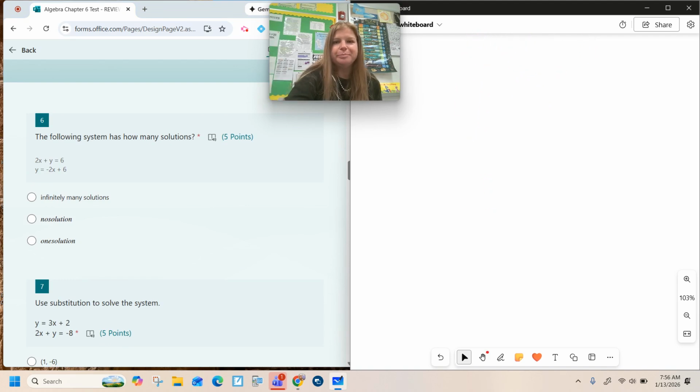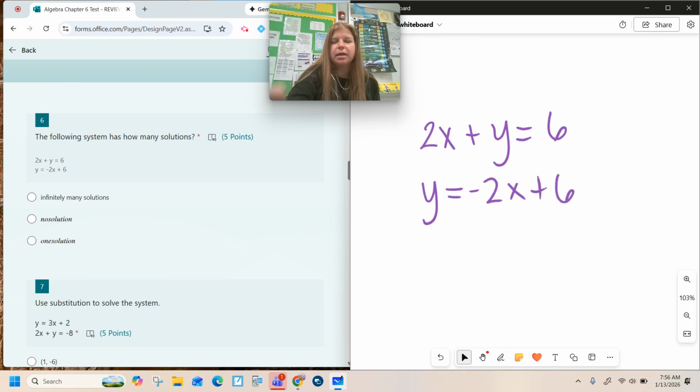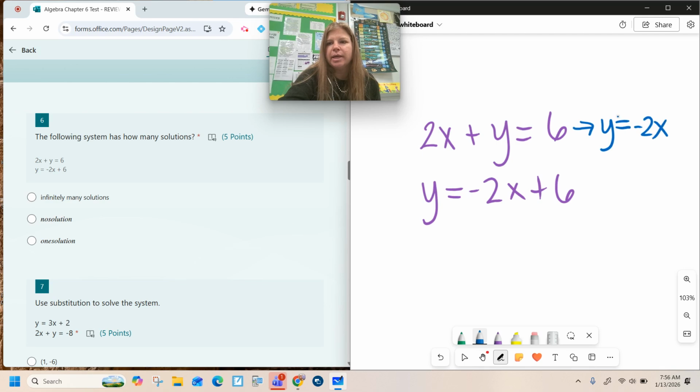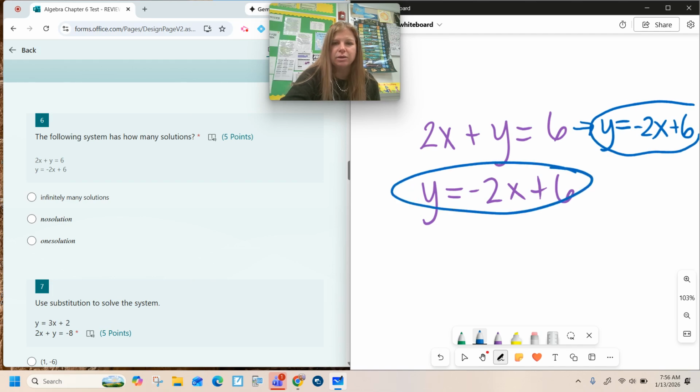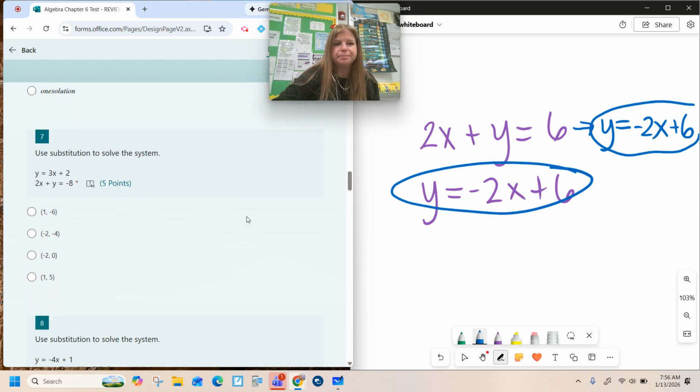Last one of this skill, ready? 2x plus y equals 6, and y equals -2x plus 6. Now, they're not in the same form. I noticed the first equation's in standard form, the second equation's in slope-intercept form. If I was to rewrite that first equation in slope-intercept form, it would look like y equals, I would have to subtract my 2x, so minus 2x and then plus 6. And what I'm going to notice is that that equation is identical, same exact line, two equations for the exact same line, and so I would know that my solution is infinitely many.